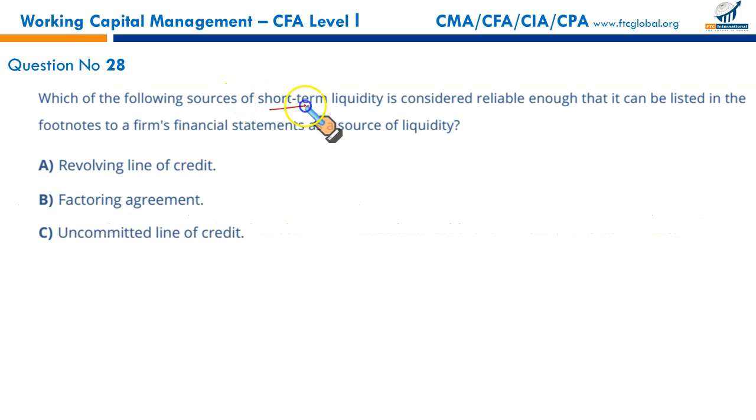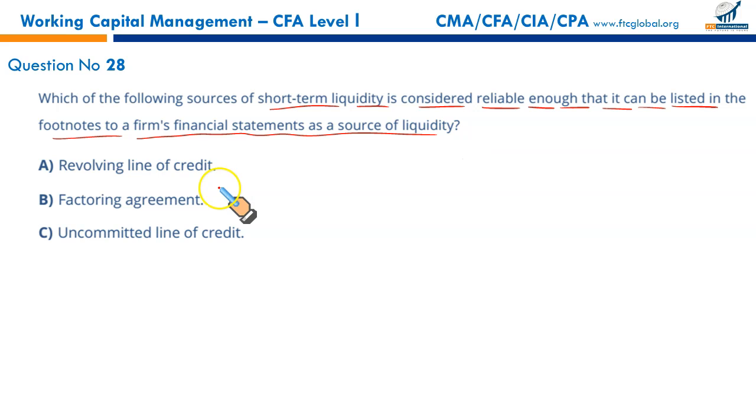Which of the following sources of short-term liquidity is considered reliable enough that it can be listed in the footnotes to a firm's financial statements? Which of these sources of finance is reliable? That's the question. Revolving line of credit, as we discussed, is a line of credit that is typically for a longer period of time, and it involves an agreement with the banker that this arrangement can be rolled over into the future period up to a specific amount. This is more reliable.